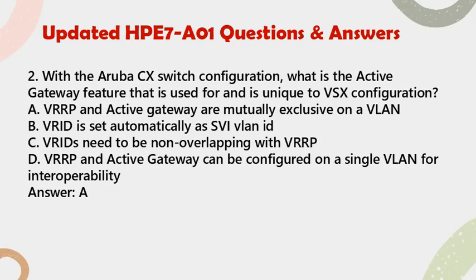2. With the Aruba CX switch configuration, what is the active gateway feature that is used for and is unique to VSX configuration? A. VRRP and active gateway are mutually exclusive on a VLAN. B. VRID is set automatically as SVI VLAN ID. C. VRIDs need to be non-overlapping with VRRP. D. VRRP and active gateway can be configured on a single VLAN for interoperability. Answer: A.